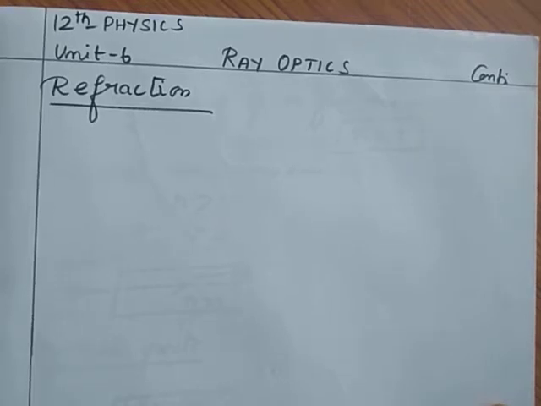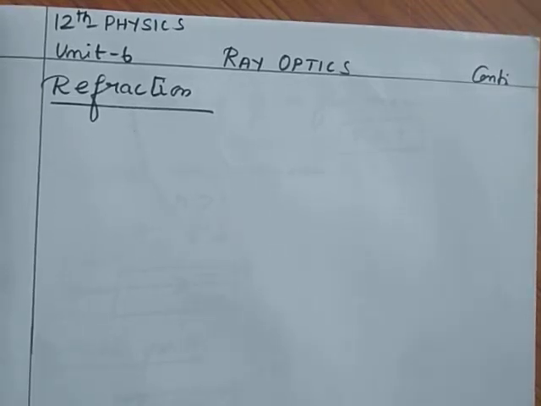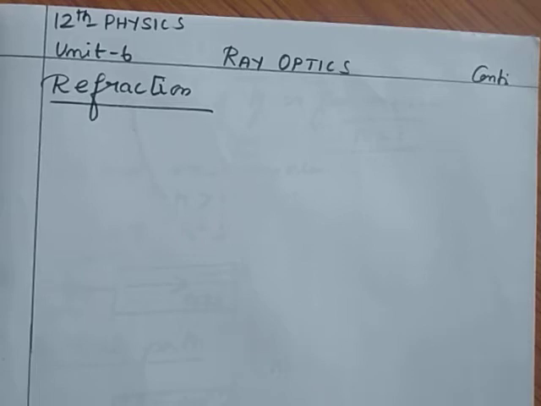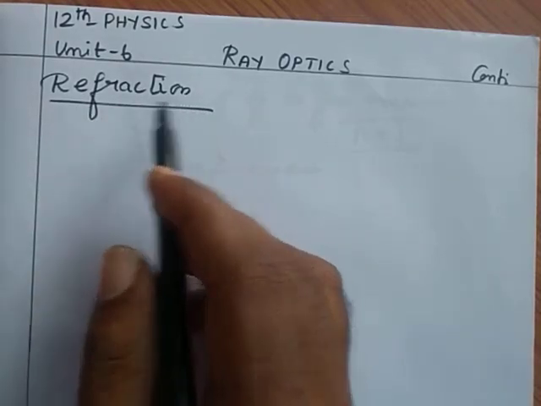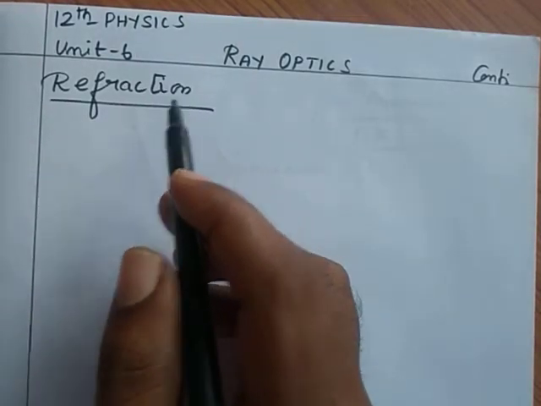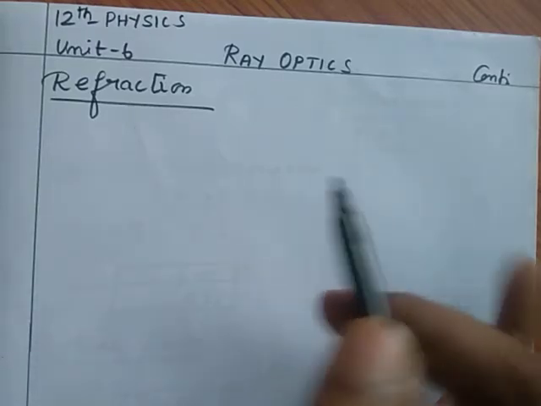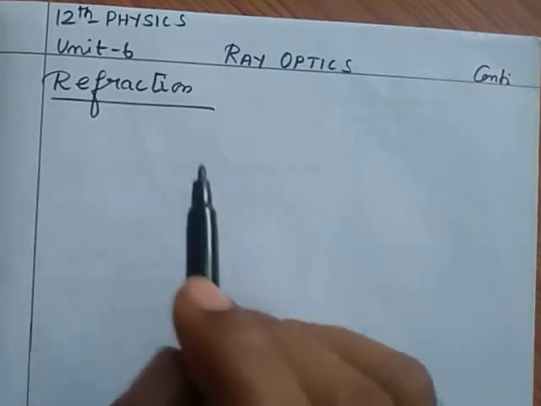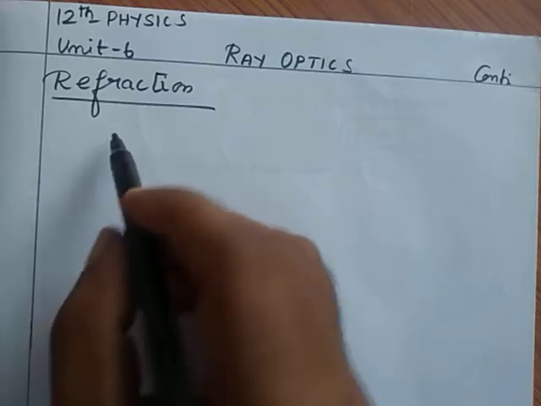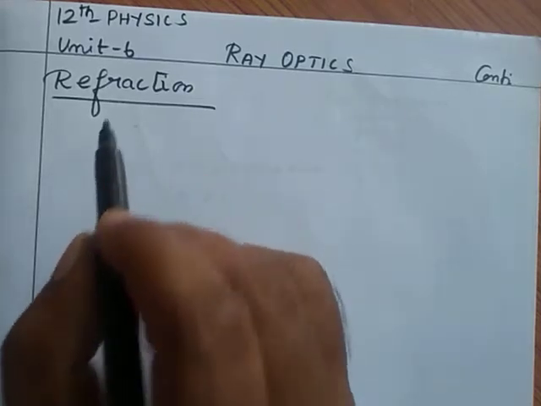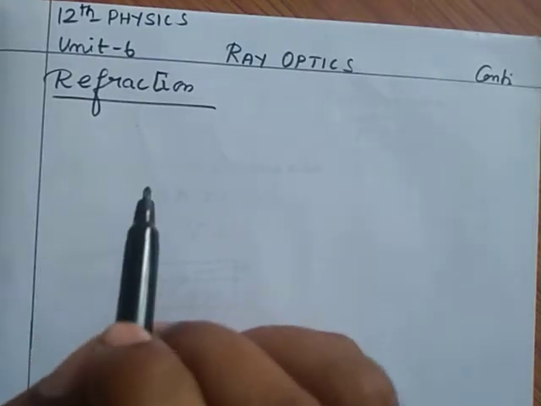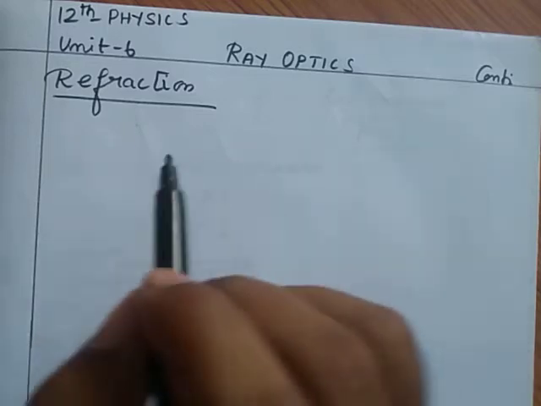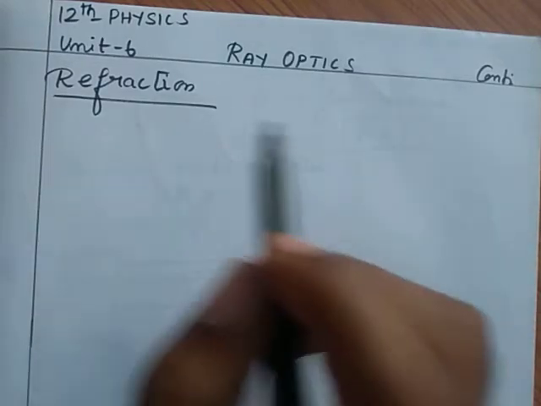From today's class onwards, let's start our next phenomenon of light in ray optics, that is refraction. Refraction is nothing but the bending of light. Refraction is defined as light passing from one optical medium to another optical medium through a boundary.